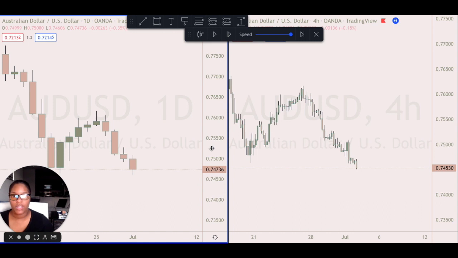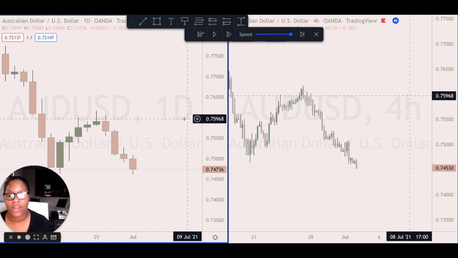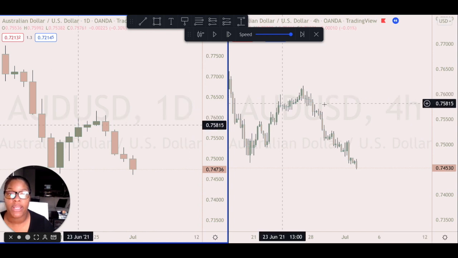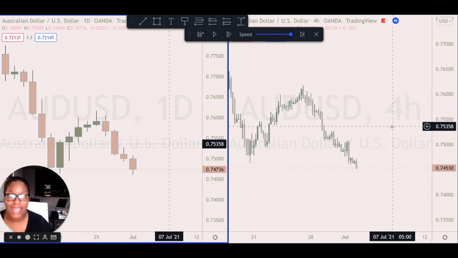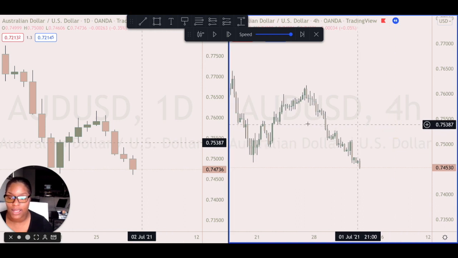So let's go to the price charts. This is the Australian dollar, United States dollar. On the left hand side, I have my daily time frame. You can tell because it's 1D over here. And then on the right hand side, I have my 4-hour time frame. You can tell because it says 4H right here.